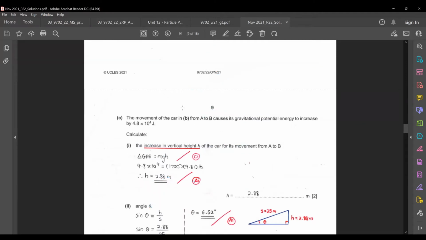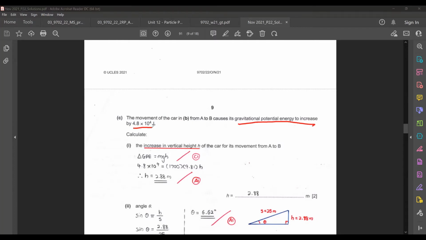Then you look at part C. The movement of the car from A to B causes its GPE to increase by 4.8 times 10 power 4 joules. Calculate the increase in vertical height of the car for its movement from A to B. Some wordings here to note: GPE increases by 4.8 times 10 power 4 joules, then calculate the increase in vertical height. So this one just use the energy equation.